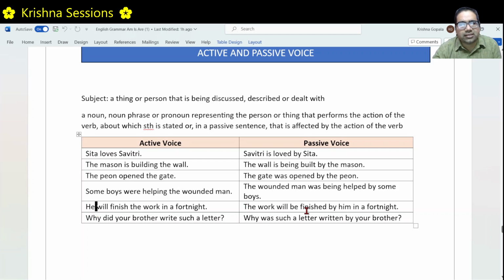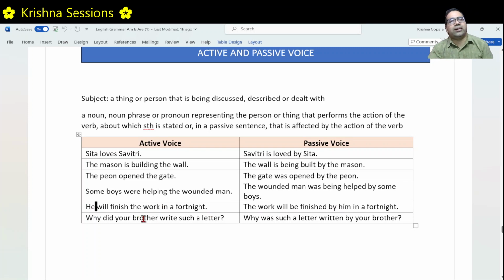Whereas, in the second statement, "the work will be finished by him in a fortnight." Here, we are more concerned about the work. The work will be finished. Whether he will do it or someone else will do it, here we are giving more importance to the work. In the first, he is the subject. Here, the work is the subject. In the first, work is the object. Here, him is the object.